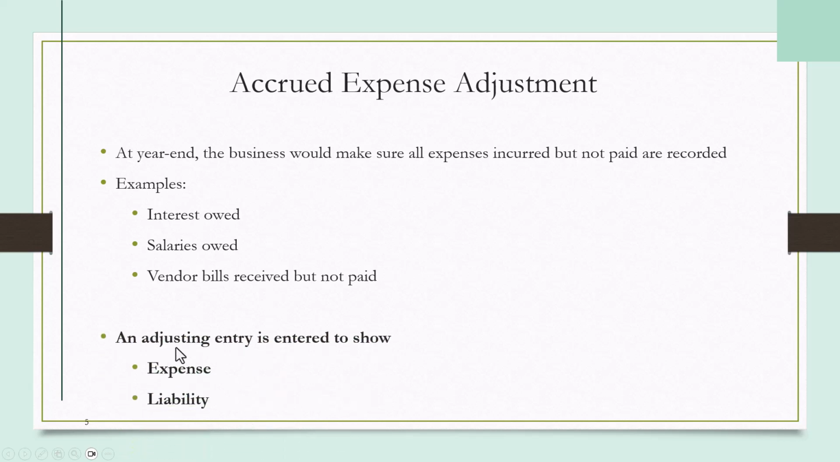And the adjustment itself is going to be, first of all, a debit to an expense account to show that they've incurred the expense, and then a credit to a liability account to show that they owe that money to someone. I'm going to walk through two examples to demonstrate this concept.